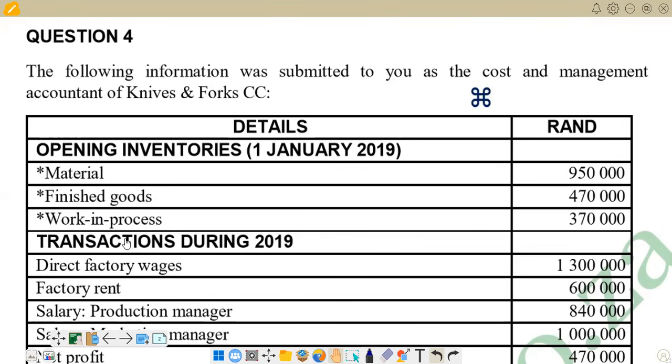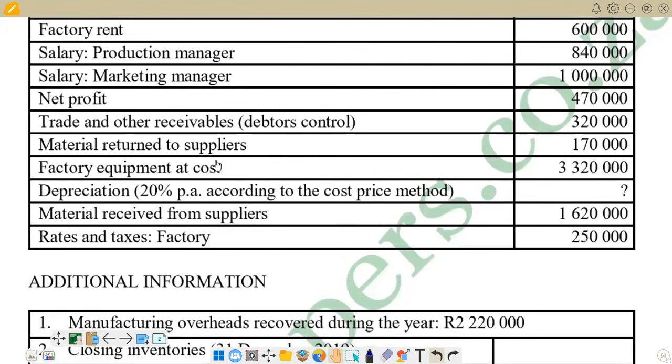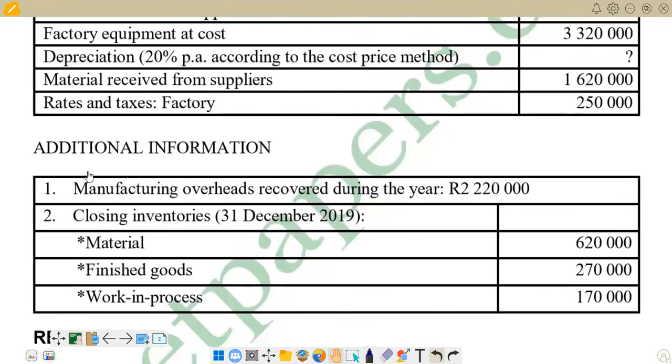Right. So beneath that, we have transactions during 2019. We have information of the transactions that we are given going down, and then beneath that table, the list of balances that we have. We also have additional information whereby item 1 reads manufacturing overheads recovered during the year 2,220,000. So we are already given the manufacturing overheads that are recovered in the total amount of 2,220,000.